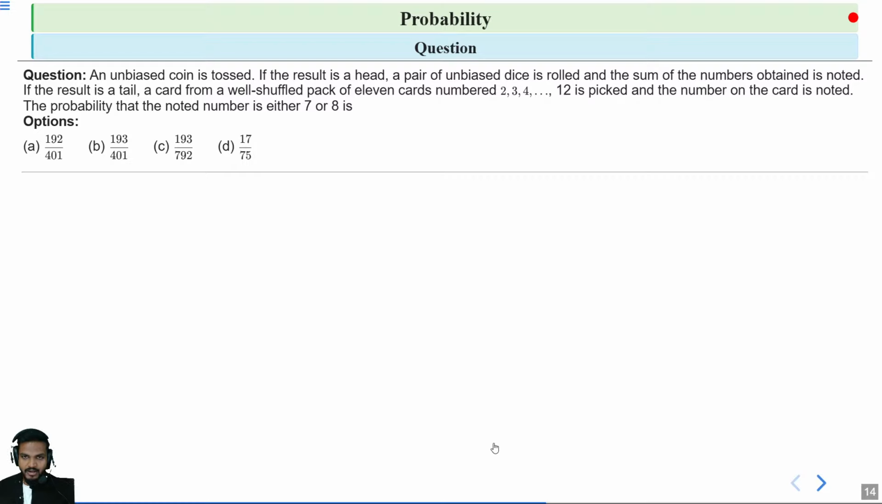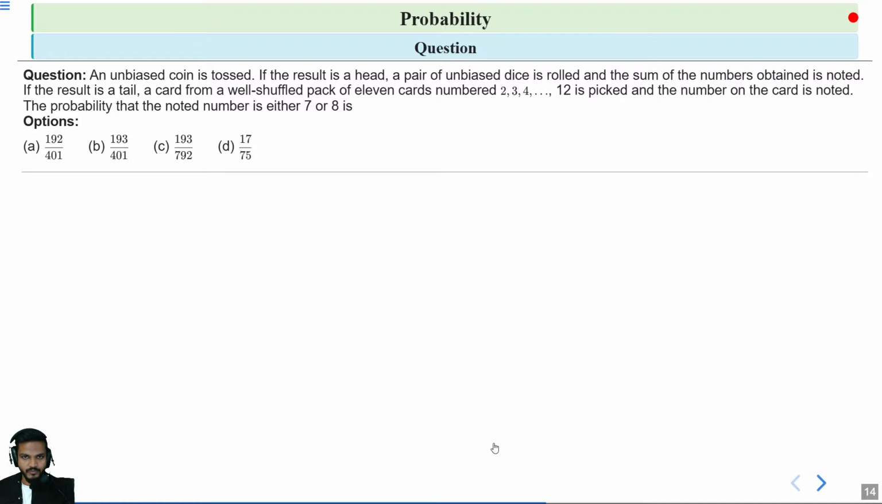A coin is tossed, and if you get head, then a pair of unbiased dice is rolled and the sum of the numbers obtained is noted. Let's suppose on the first die we get 2 and on the second die we get 3. So the sum is 2 plus 3, that is 5.